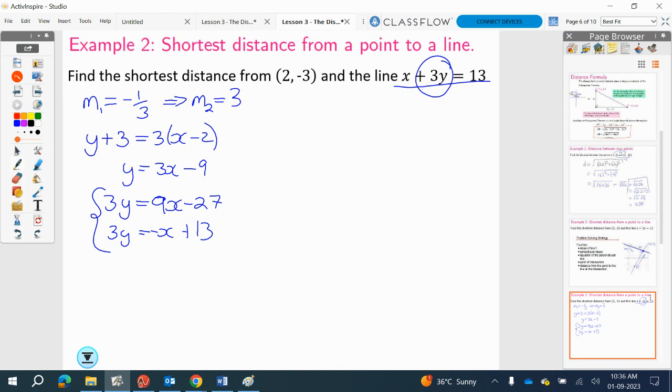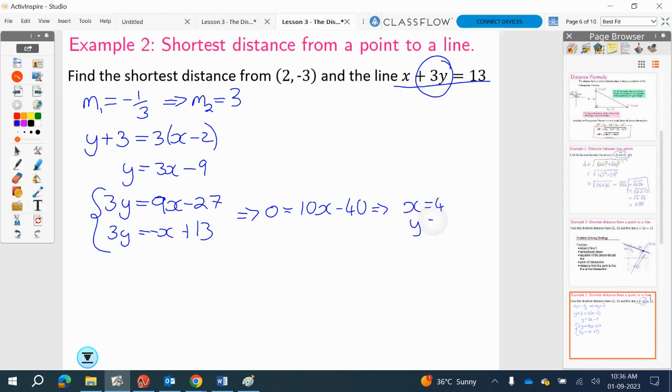I can solve this equation system by subtracting one equation from the other, and the y's will disappear. So I'm going to take the equation at the top and subtract the second equation. Subtracting the equations gives us 0, 9 minus 1 is 10x, and minus 27 minus 13 is minus 40. I think you can see the solution there for x. X equals 4.